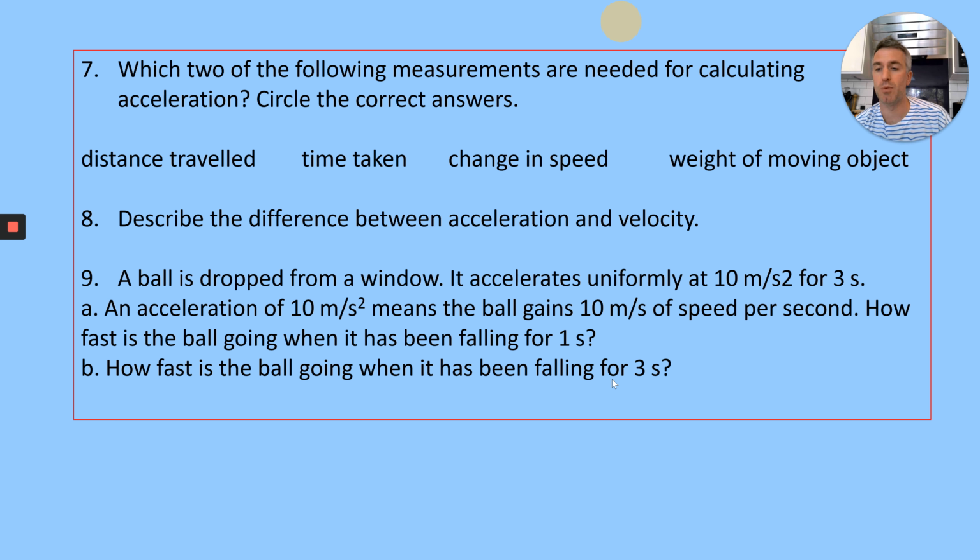A ball is dropped from a window. It accelerates uniformly, which means nice and smoothly, at 10 meters per second squared for 3 seconds. An acceleration of 10 meters per second squared means the ball gains 10 meters per second every second. How fast is the ball going when it's been falling for 1 second? And how fast is the ball going when it's been falling for 3 seconds? Write down the answers. Now, pause the video, write them. Once you've done it, unpause.